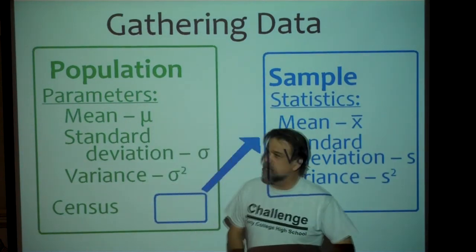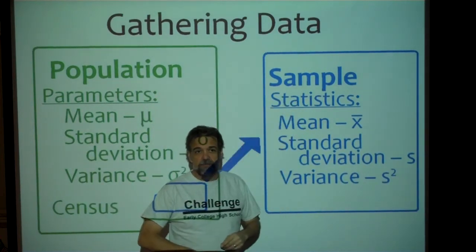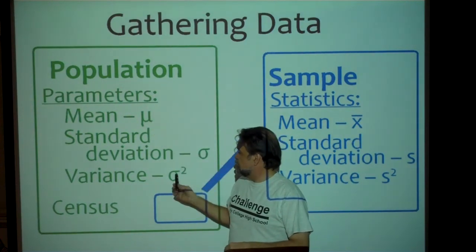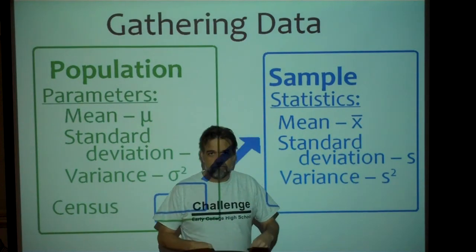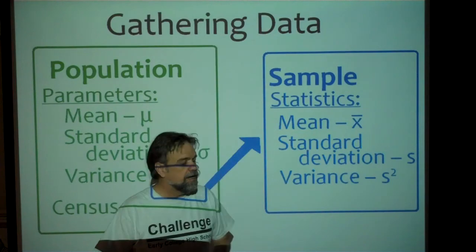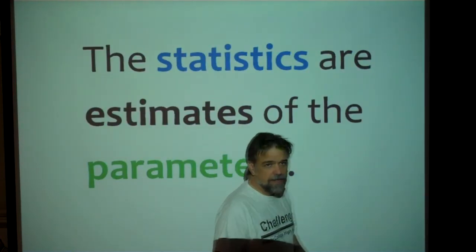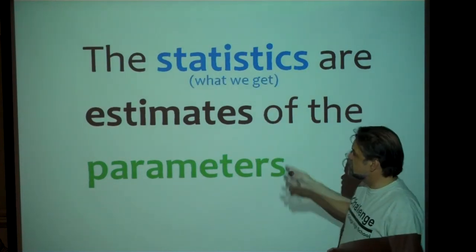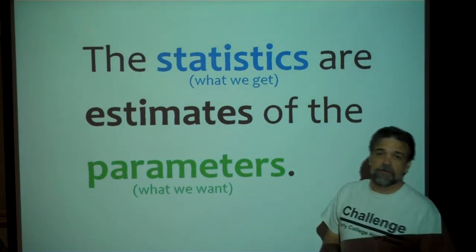So again, this is review. Parameters describe populations. Statistics describe samples. Generally with parameters, we'll use Greek letters, and with statistics, we use regular Latin, Roman letters, okay? So it's important to remember that statistics, that's what we get, are estimates of the parameters. That's what we're actually looking for, what we want, all right?